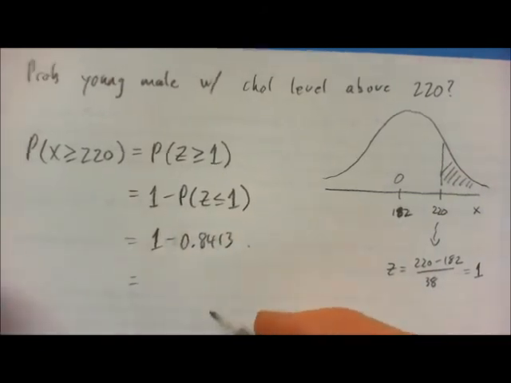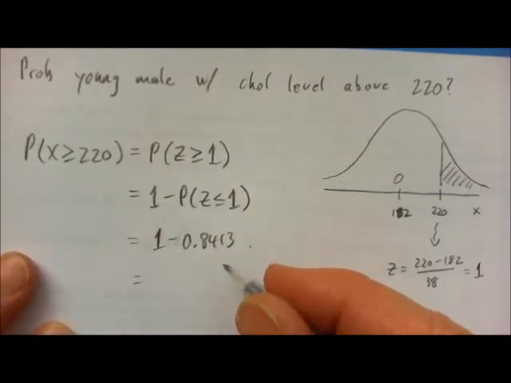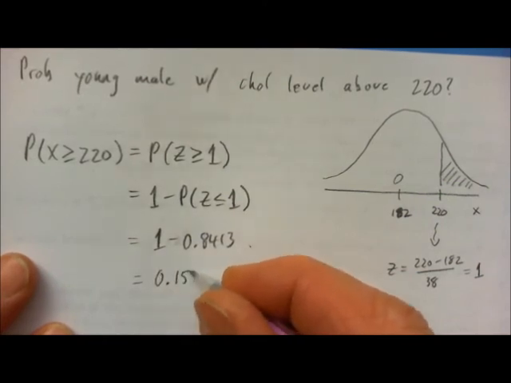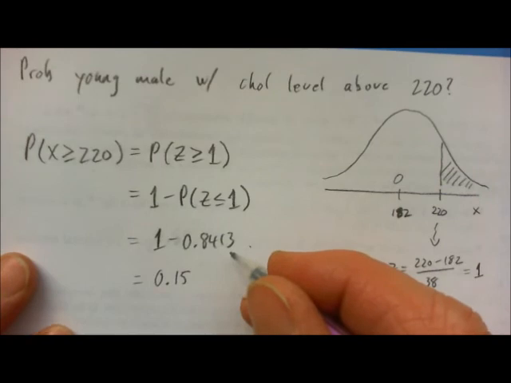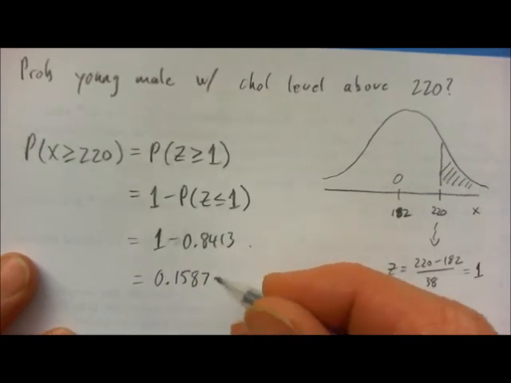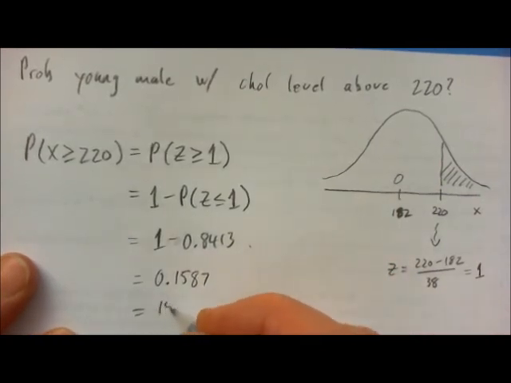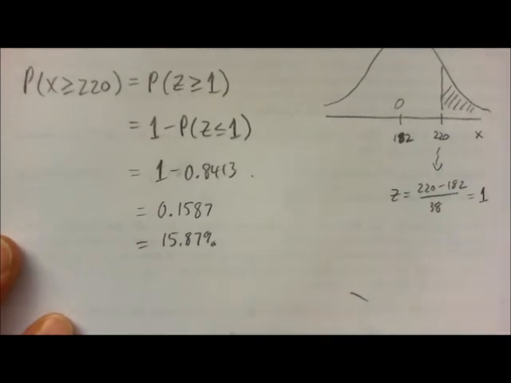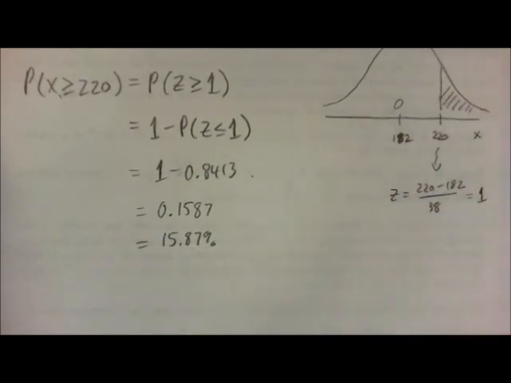Okay, and let's see, if we do that subtraction, I'm going to have to do this in my head. I didn't do it ahead of time. I think that's going to be 0.1587, I believe. Again, you might want to check me on that. And so 15.87%. So the probability that a young male would have a cholesterol level greater than 220 would be about 15.87%. So that concludes our lesson on finding probabilities for normally distributed data.